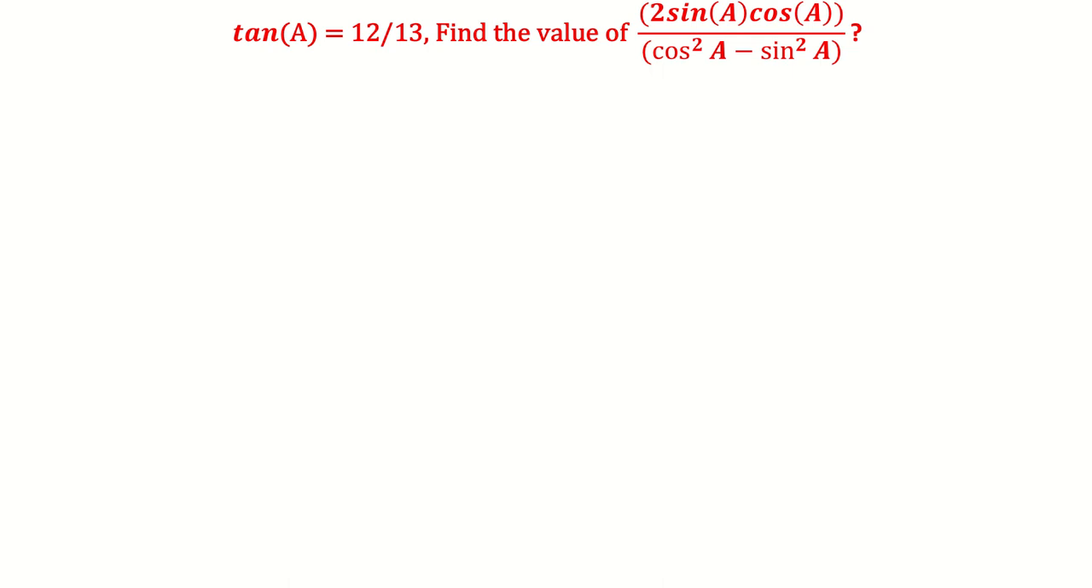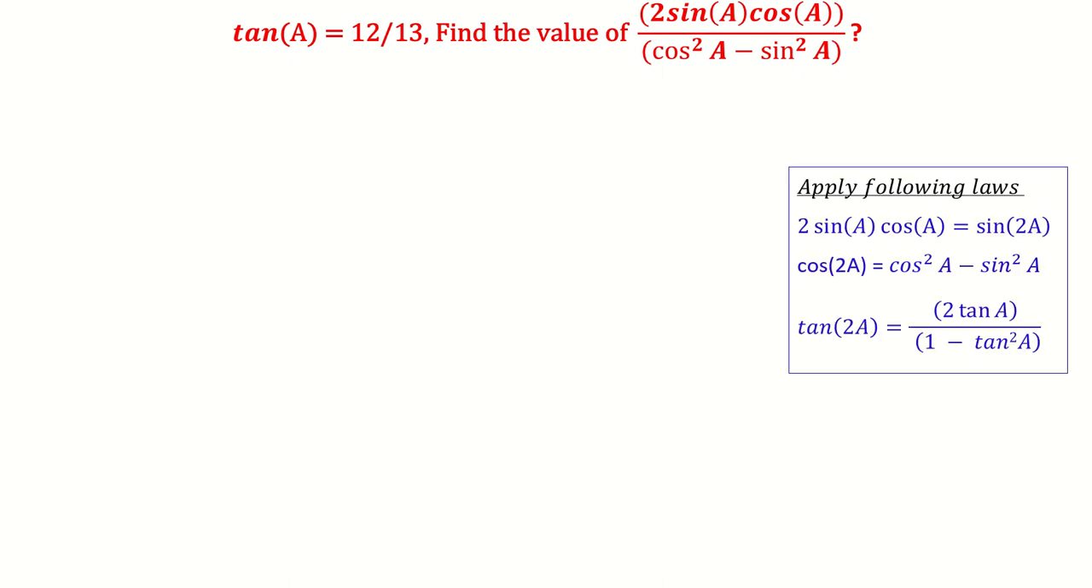But let's say the numbers are not given exactly, and it may be an algebraic expression, tan A is given as an algebraic expression, how do you solve it? This is just another way of solving the same problem. I feel this is easy for some cases. That's why I'm showing this way. We will apply the following rules. 2 sin A cos A equal to sin 2A. Directly you can replace the numerator. Cos 2A is cos square A minus sin square A. So you can replace the denominator. And then tan 2A is nothing but 2 tan A divided by 1 minus tan square A. So we just apply this.